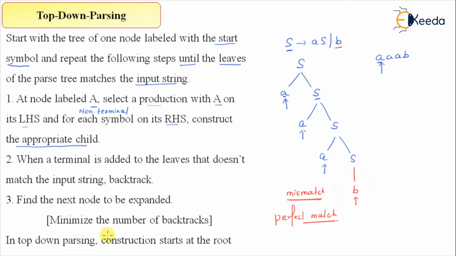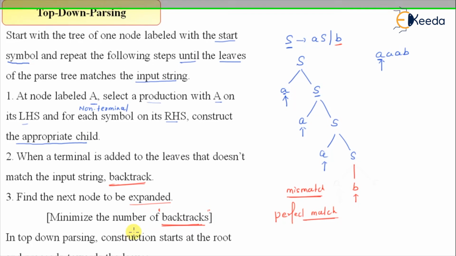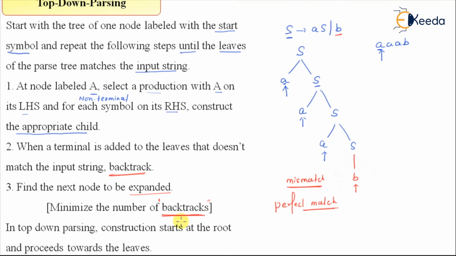So that is the idea, keep on looping. When a terminal is added and the leaf does not match the string, then backtrack. Find the next node to be expanded. Minimize the number of backtracks. Okay, so as many times as you go for backtracking, you're putting in the second choice or third choice, so we need to minimize that in this case.